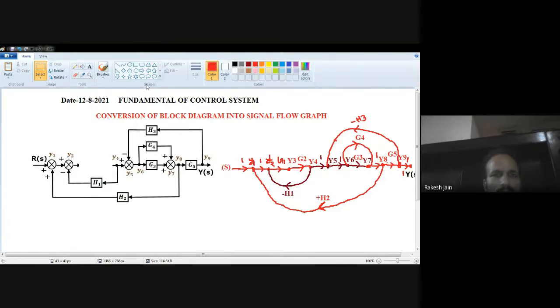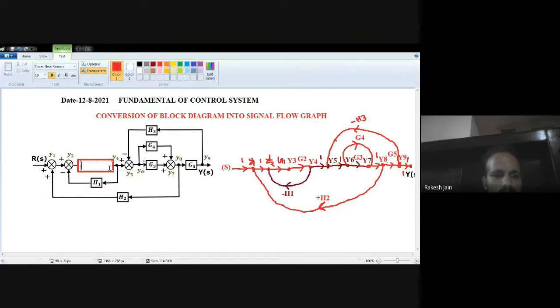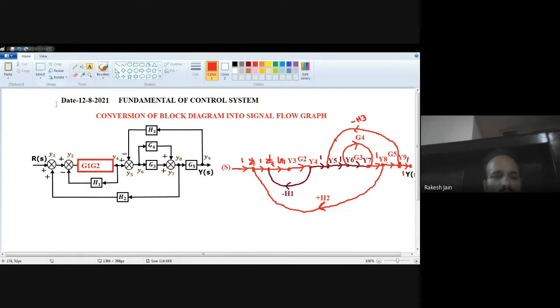Okay, and the value of that block will be G1 G2, because the rule is whenever blocks are in cascade, just multiply the gain of those blocks. One block is G1, the second block is G2. Now the rule of the feedback, because G1 G2 is a forward gain and H1 is the feedback gain.